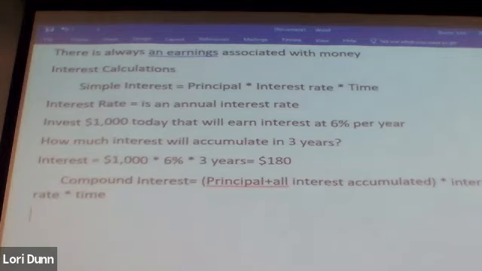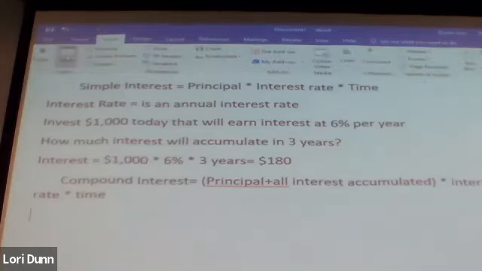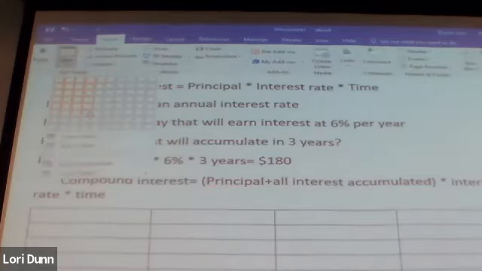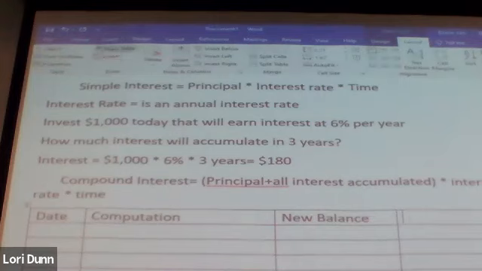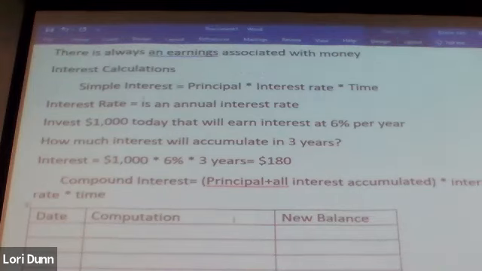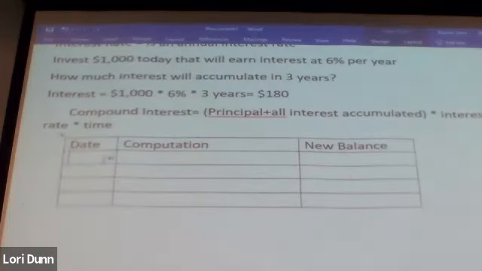This is what happens with compounding. I'm going to set up a little table here. So this will be my date, my computation, and my new balance. So I only needed 3 columns. Let me delete that last column there, so we got lots of room. And I'll move this so you guys can see it.